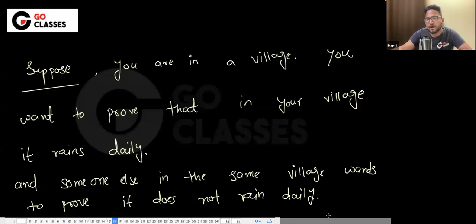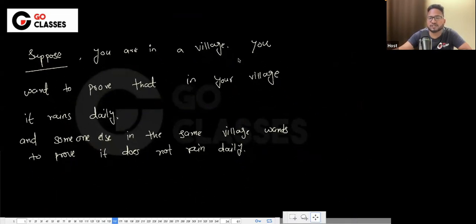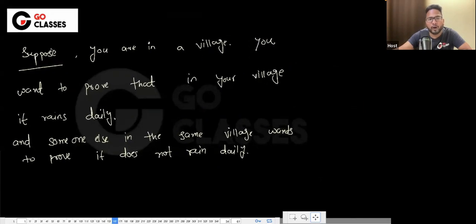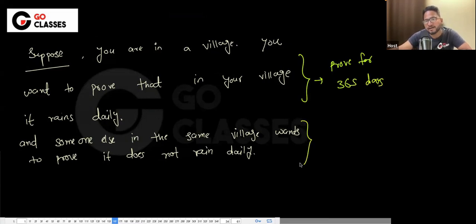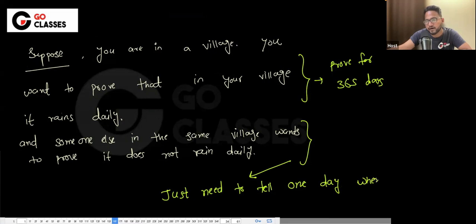which job is easier? How to prove that it rains daily? You have to show for 366 days or 365, whatever, right? So you have to show for all the days. So if you want to prove that it rains daily, you have to prove for 365 days, isn't it? And if someone wants to prove that it doesn't rain daily, then that person just needs to tell one day where it didn't rain.